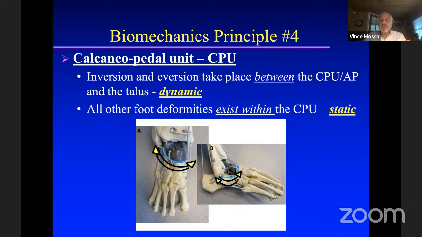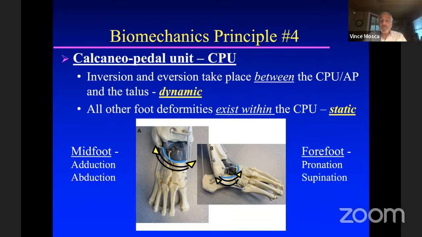All the other deformities in the foot are between the bones and the CPU. They're bones that don't move very much, so I call them static deformities. Deformities in the subtalar joint are dynamic, but they've lost some motion. Deformities within the CPU are static deformities. So what are they? Well, adduction and abduction of the midfoot. They're deformities between the bones and the CPU. They don't move, they're just stuck, angled inward or outward. And then the forefoot, pronation and supination, are static, not movable deformities within the CPU.